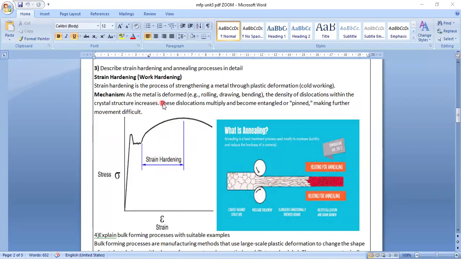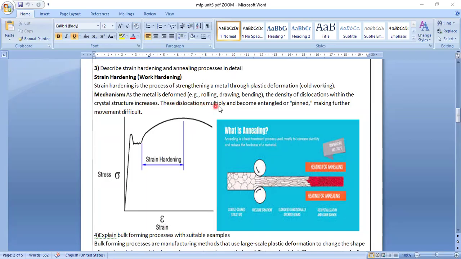What is the mechanism of strain hardening? Why do we do strain hardening or work hardening? It is a process of increasing strength. Strength needs to be increased mainly in the plastic region. Plastic does not have strength, but we have to increase strength, so this process is followed.